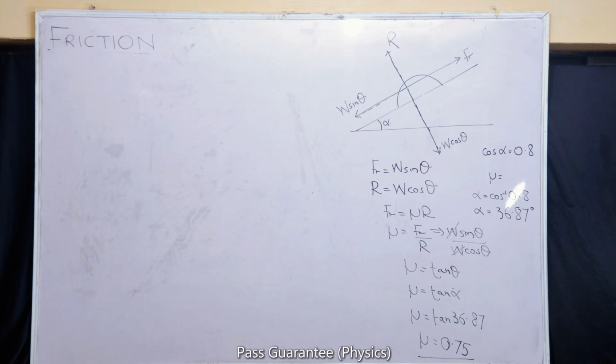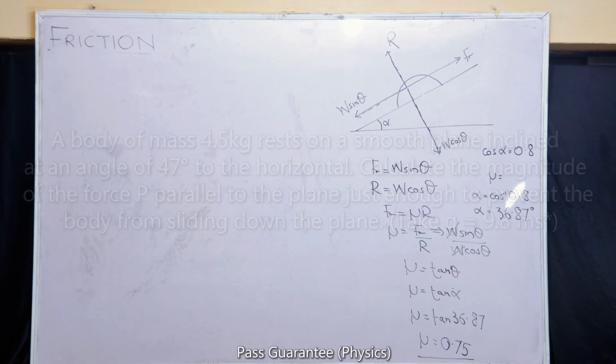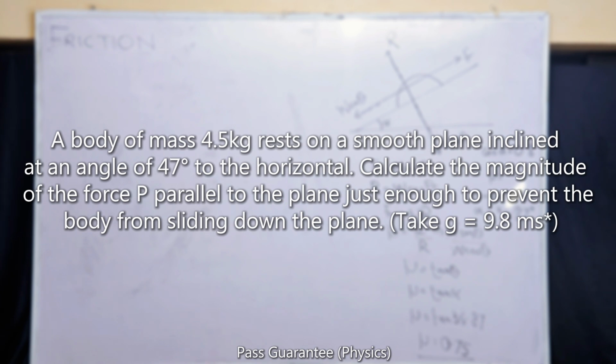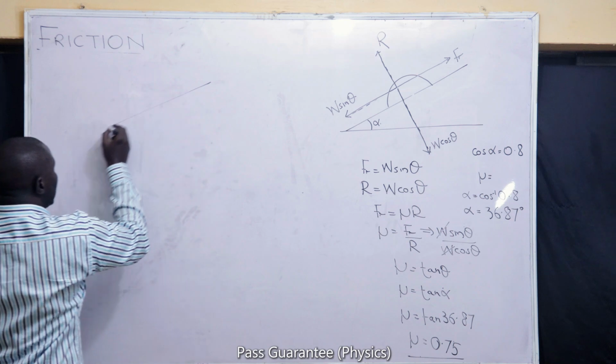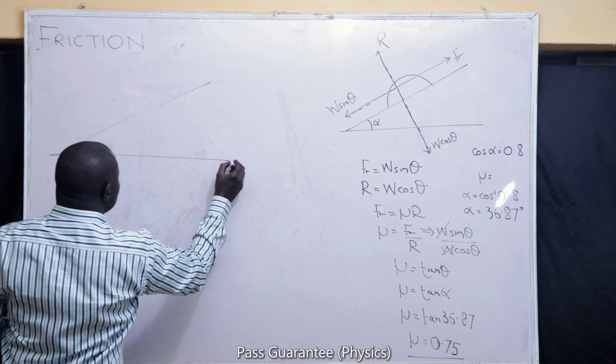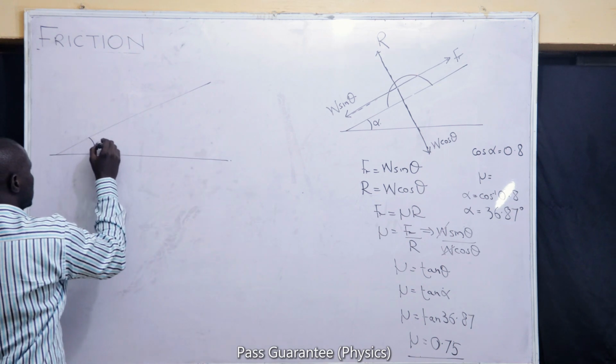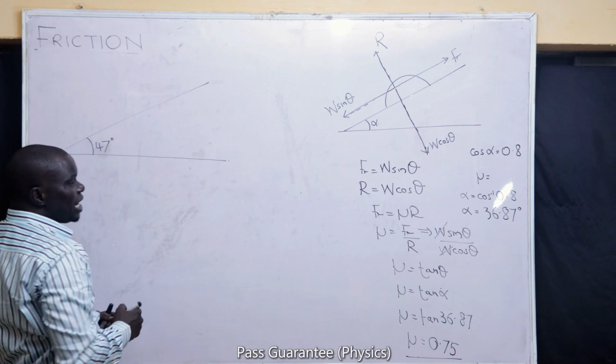Now we have other questions that we are going to look at. A body of mass 4.5 kilogram rests on a smooth plane inclined at an angle of 47 degrees to the horizontal. Calculate the magnitude of the force P parallel to the plane just enough to prevent the body from sliding down the plane. Now we have an inclined plane, clearly from the question. The plane is inclined at 47.